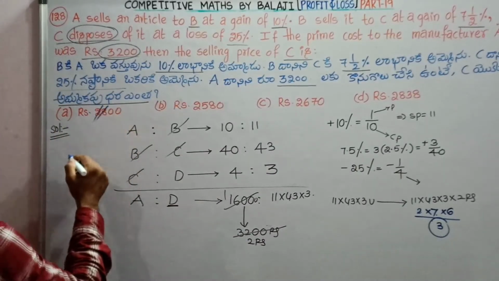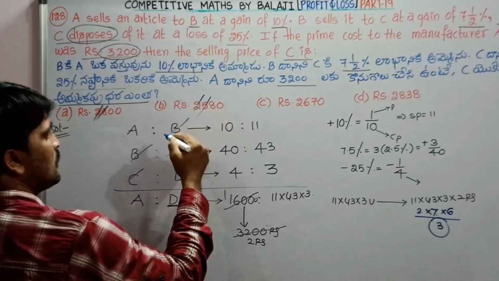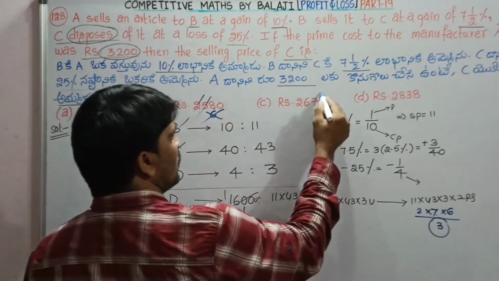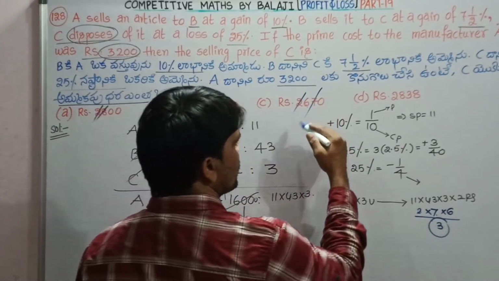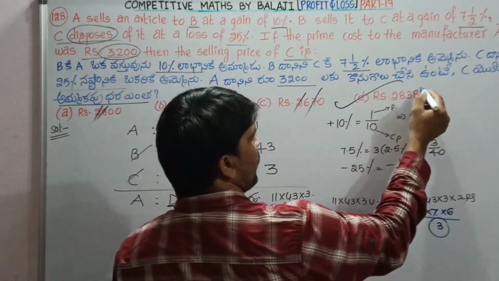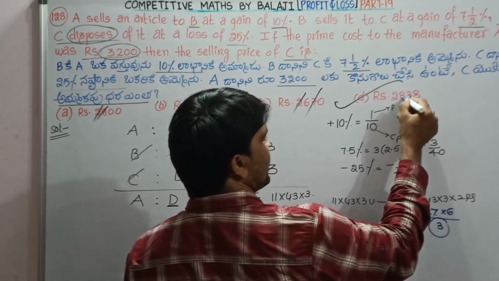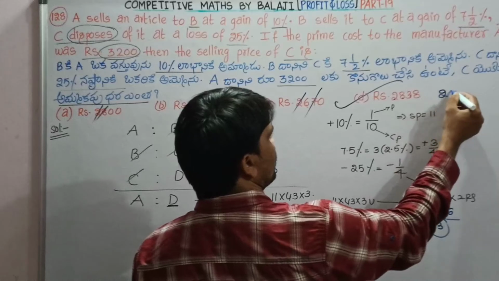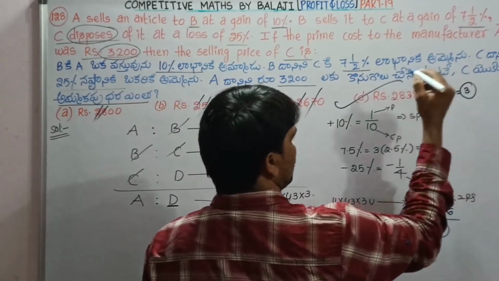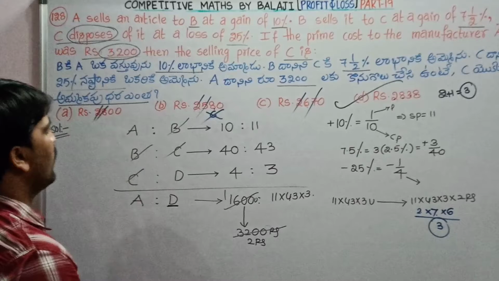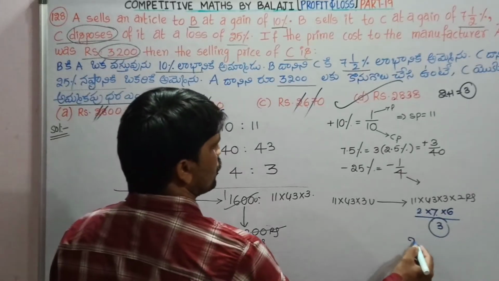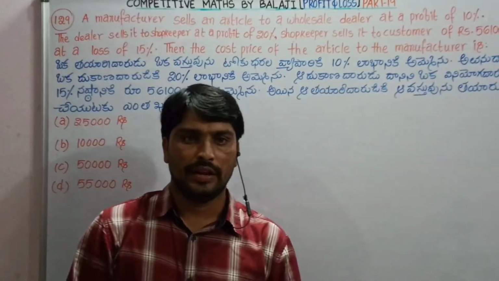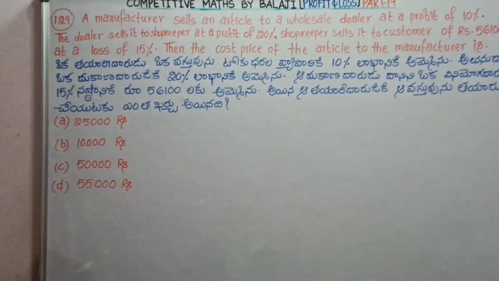Consider digital sum is 1. So 5 plus 2 is 7, 7 plus 8 is 15, 1 plus 5 is 6, digital sum is not 3. Leave the 9, digital sum is 6, so it is not 1. So answer is D. See, 8 plus 3 is 11, 11 plus 8 is 19, 19 plus 2 is 21. Digital sum is 2 plus 1, 3. So selling price of C is 2838 rupees. Okay.